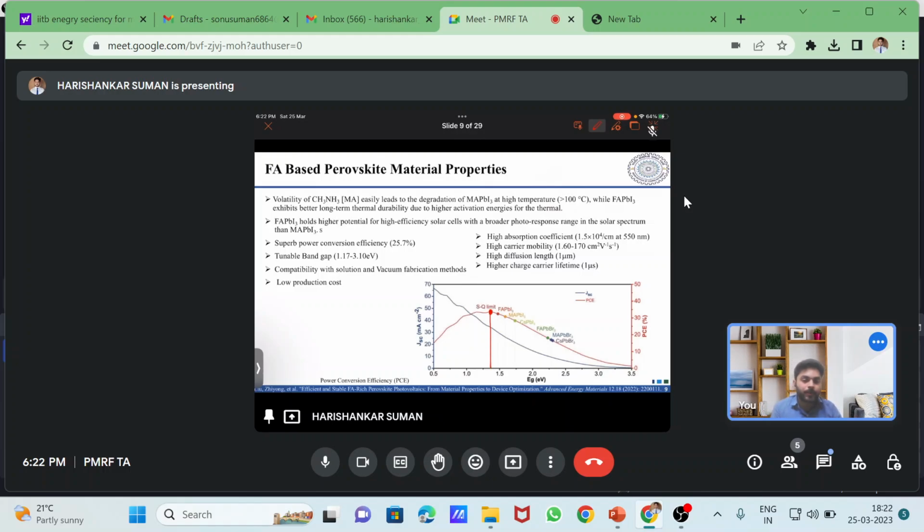SQ limit. This is a theoretical calculation. Shockley-Queisser calculated that any single junction solar cell cannot exceed this limit. This is the highest efficiency of a single junction solar cell, around 33%, at 1.34 electron volt band gap of the material.